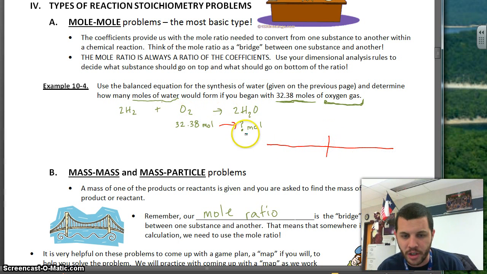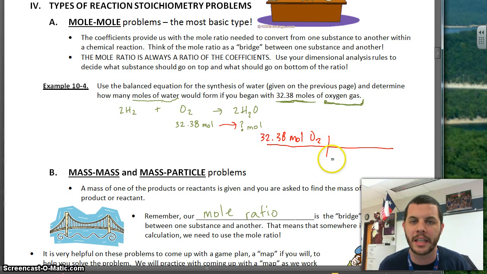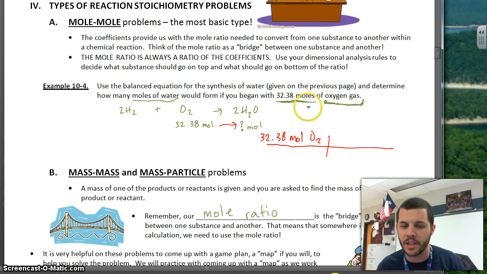I'm going to start my T-chart off with 32.38 moles of O2. You remember in the last unit when I said don't get lazy on your units? This unit, you absolutely cannot get lazy on your units, okay? You have to say moles of O2, not just moles. Do not get lazy.